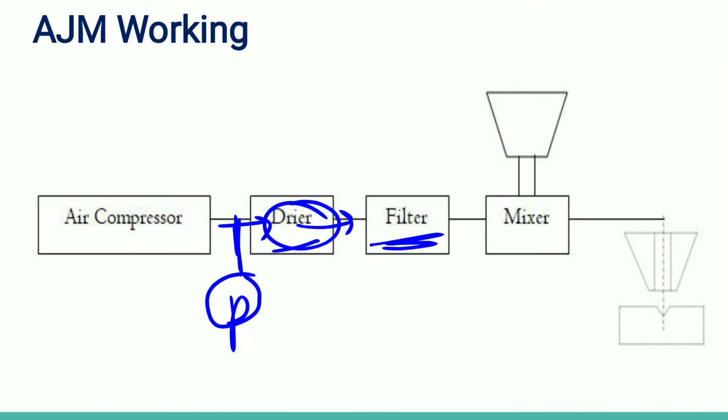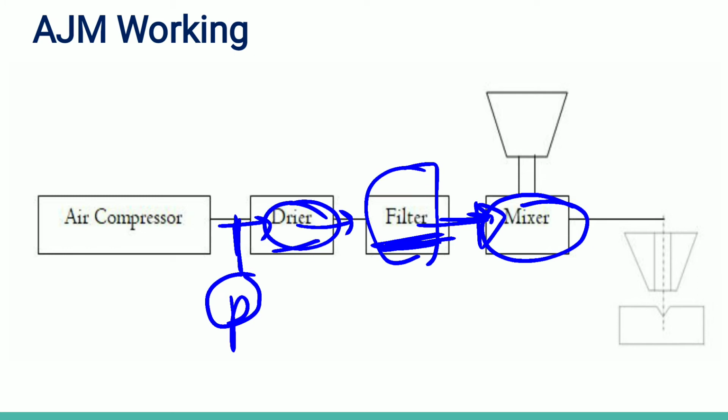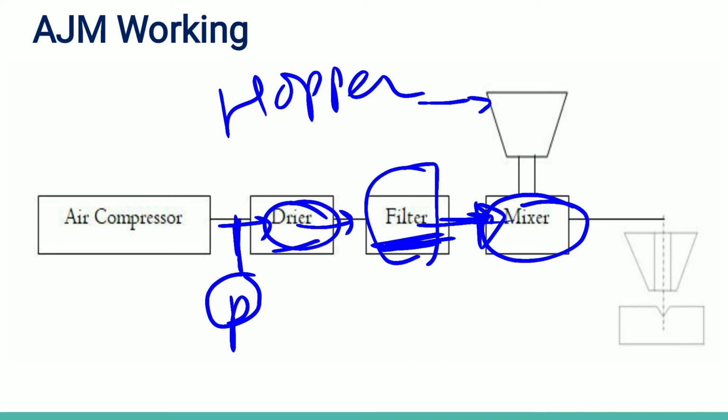After that we are also using a filter. It has become completely dry, but in case large molecules cannot move further, for that we are using a filter. When this dried air, which is at very high velocity, moves forward, it will come first into the mixer. In this mixer there will be mixing between the air and the abrasive particles. This is basically a hopper, in which we keep the abrasive particles.